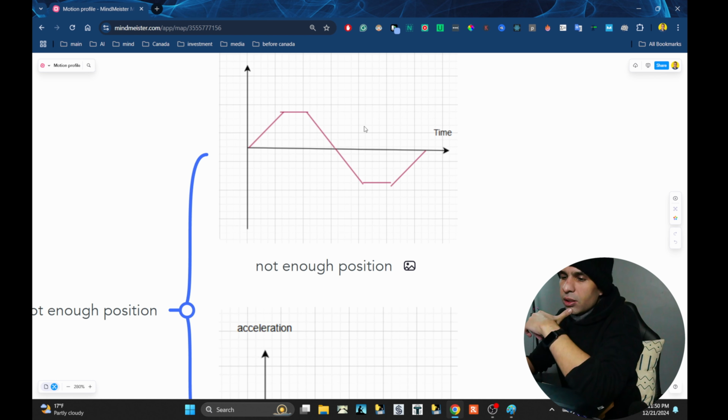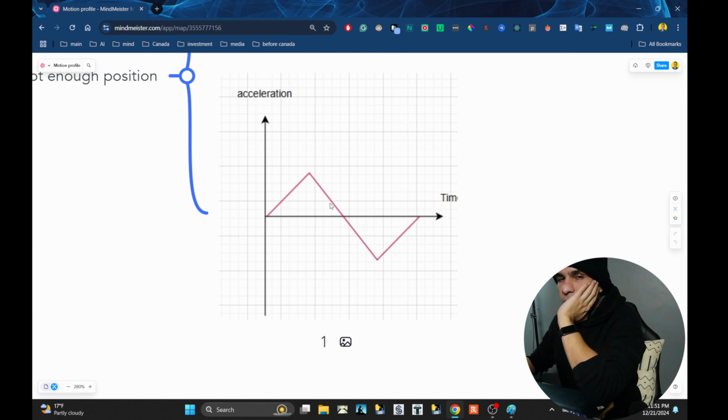Another scenario is that the position is not enough, but your max velocity is enough. So you will get a full profile for acceleration, but you don't have a constant velocity. Another scenario is that neither of them is enough. It means that you have neither enough acceleration nor enough velocity.